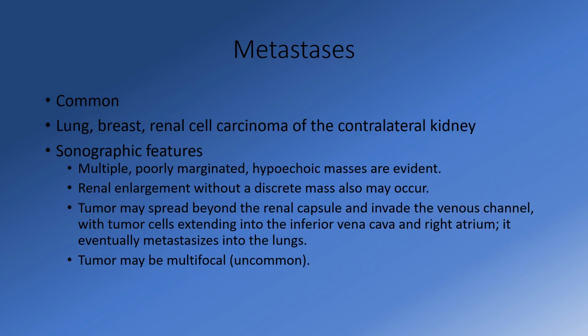And of course, as with every other organ, we have to talk about metastases. Renal involvement in other cancers is fairly common. The most likely places to see it are from lung, breast, or renal cell carcinoma of the contralateral kidney. So if your right kidney has renal cell carcinoma, your left kidney may get metastases. What you're going to look for is multiple poorly marginated hypoechoic masses.